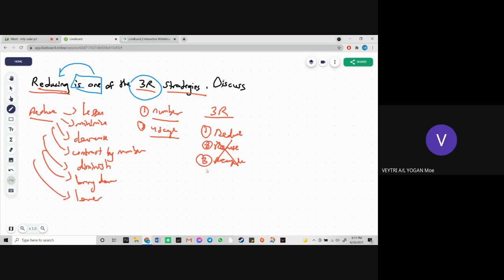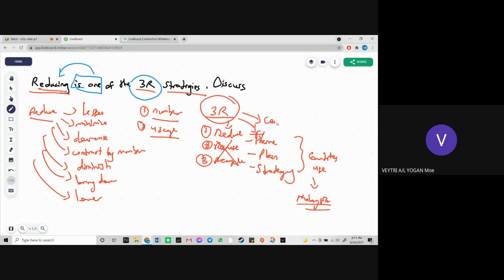Now, 3R is not only about reduce, it is also a theme, a plan or a strategy which many countries use. Even in Malaysia, we are using this 3R concept. It's a concept, yeah. Not to forget, it's also a concept. These are the things that you need to know about 3R.